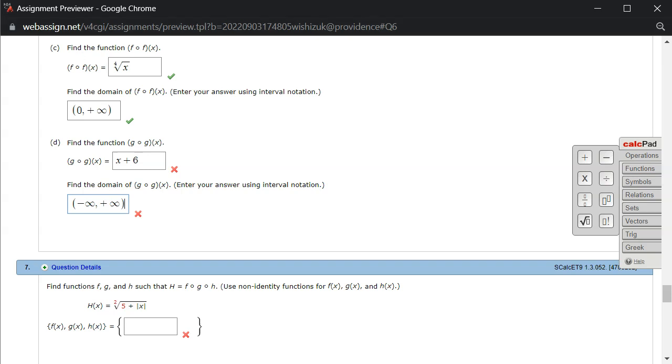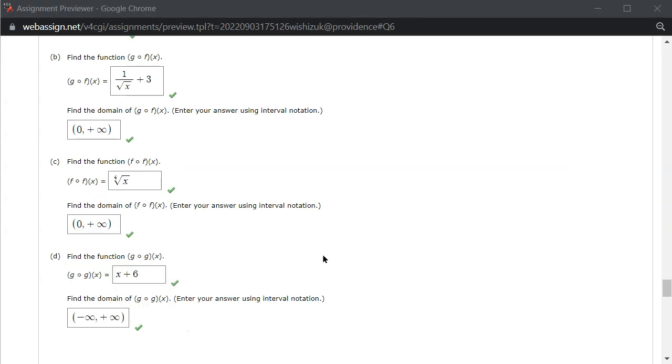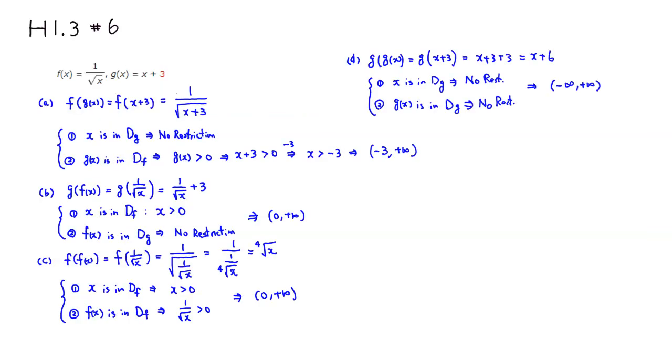Let's check the answer. It came back and looks like we got part D correctly as well. All right, that's it. I hope that this was clear.